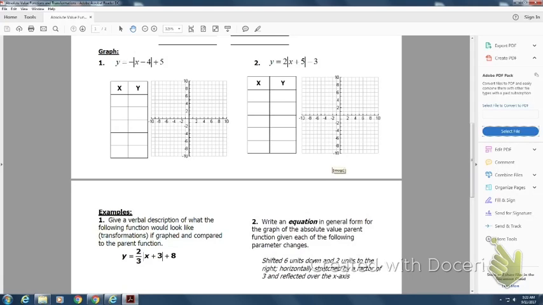So, let's come down here. So if I was to look at that equation right there, Mr. Ogden, please pick your head up. Thank you.